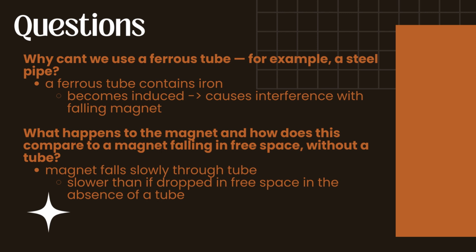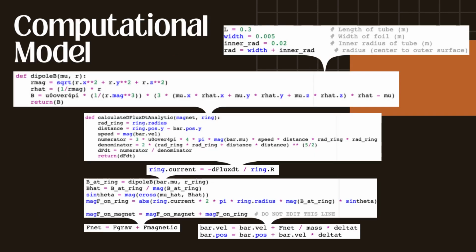Why can't we use a ferrous tube, for example, a steel pipe? Well, a ferrous tube contains iron, which becomes induced, causing interference with the falling magnet. What happens to the magnet, and how does this compare to a magnet falling in free space without a tube? Well, with a ferrous tube, the magnet falls slowly through the tube, slower than if dropped in free space in the absence of that tube.